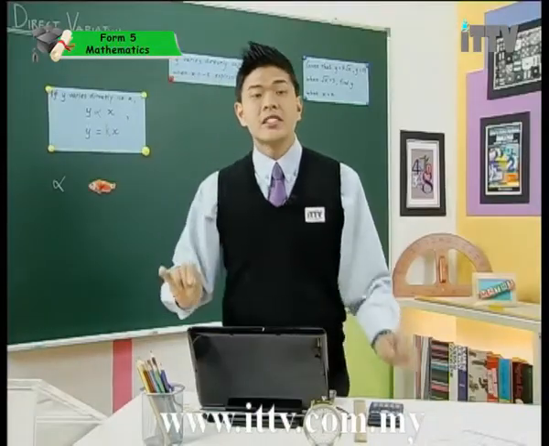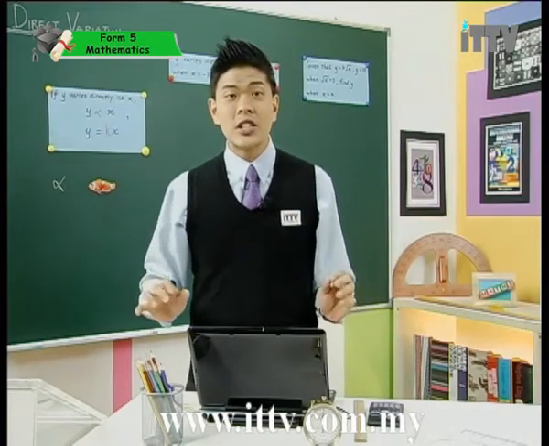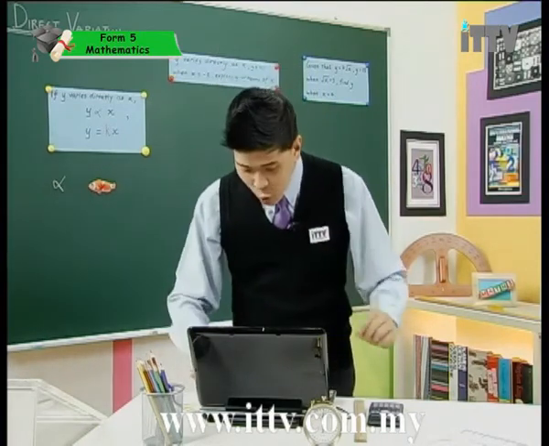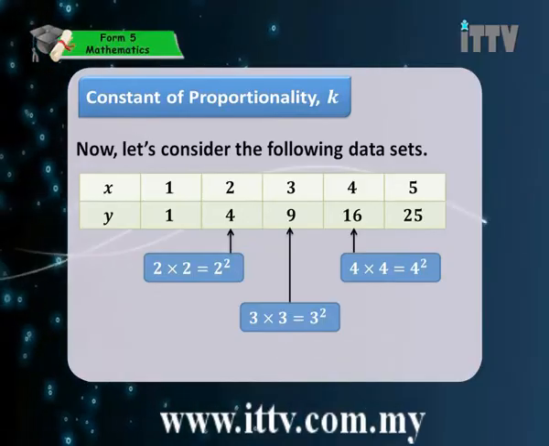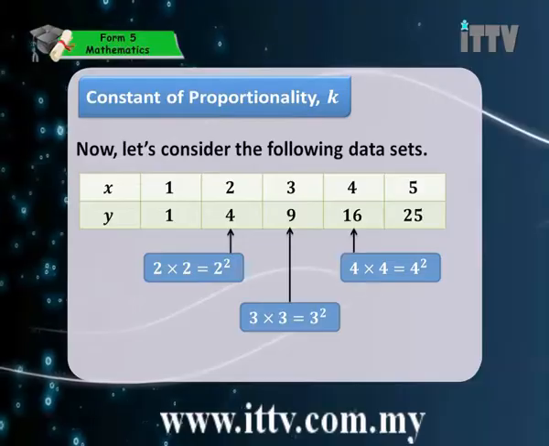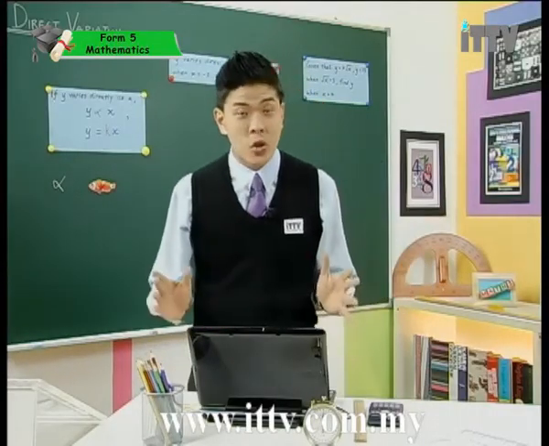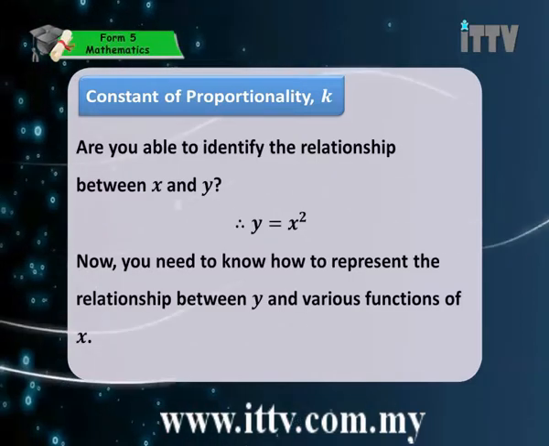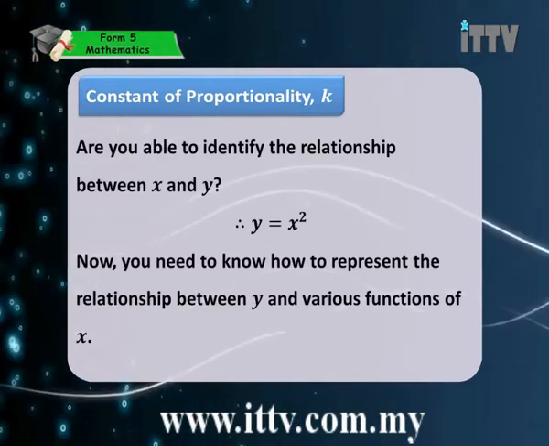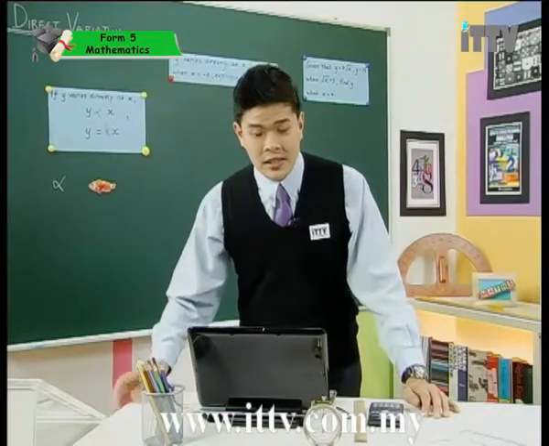So can you see that there is a pattern between Y and the value of X? Y is actually the square of X. So what can we make of this pattern? What is the pattern of relationship between X and Y? Alright, we have Y equals X squared, right? So it's very important to know how to represent the relationship between Y and various functions of X.